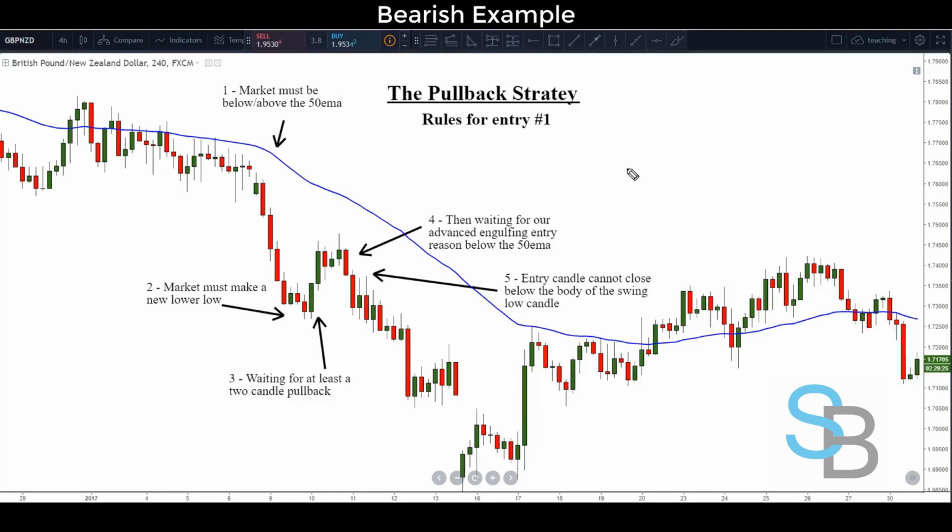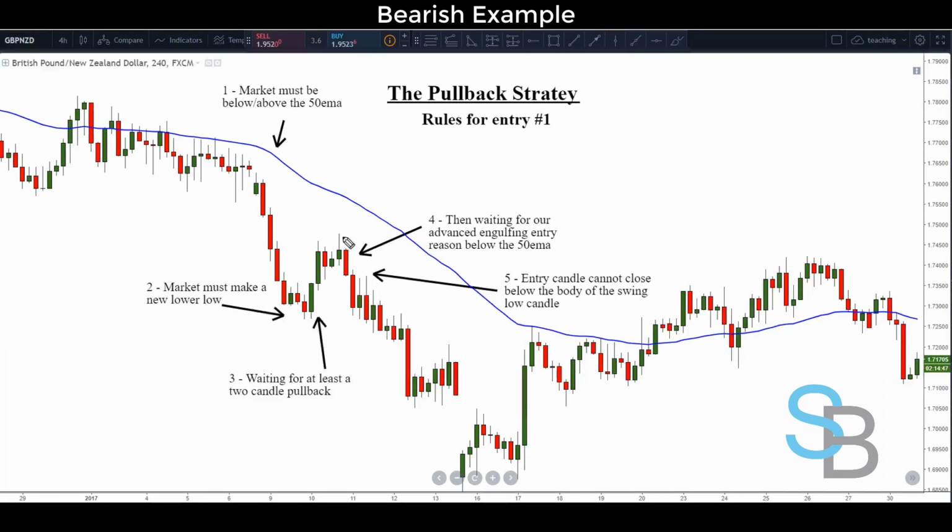Look at how specific we're being with each of these rules. It's leaving no room for error, meaning every single time we place a trade, as long as we check off all 5 of these boxes, all 5 of these rules here, then we know we're following our trading plan when it comes to the pullback strategy, entry reason number 1. And for entry reason number 1, our entries continue to stay valid as long as this market continues in trend.